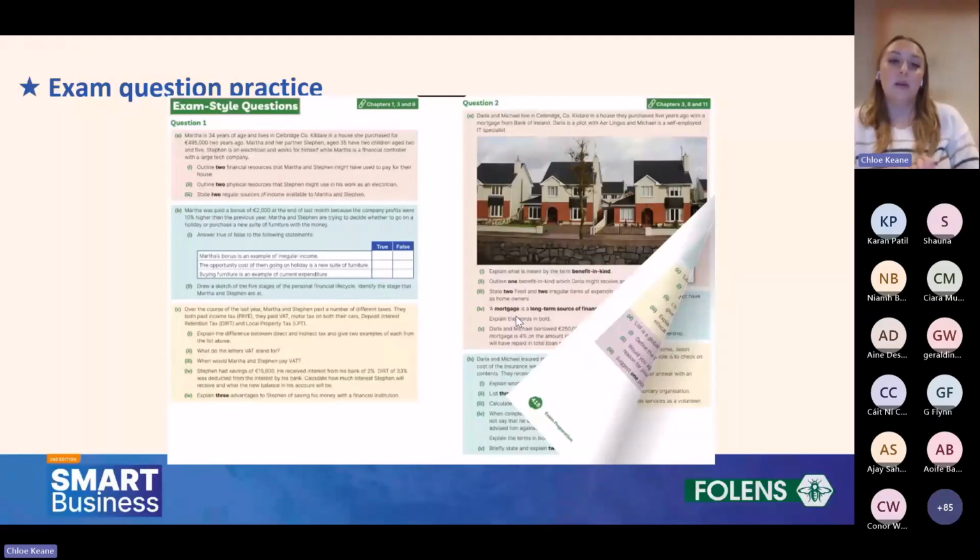So this section in the Smart Business book is at the end of the book, and it refers to the chapters that it links to, and it just has modelled exam paper questions that I would start doing now at this stage in third year at mine.